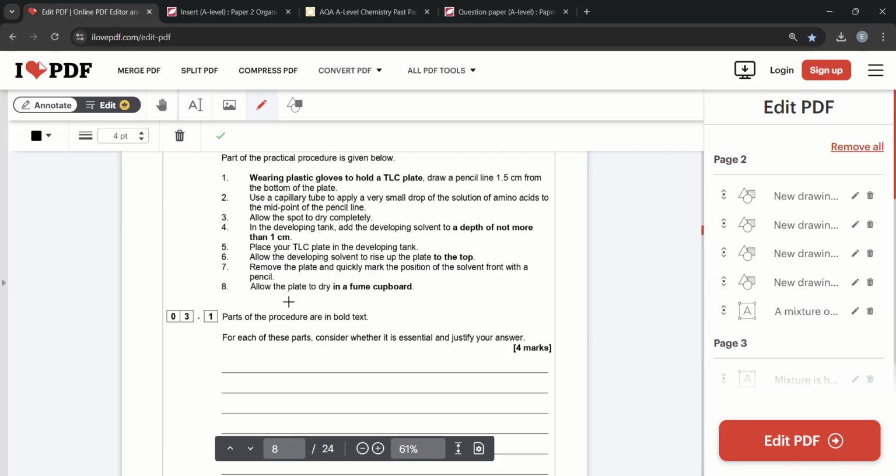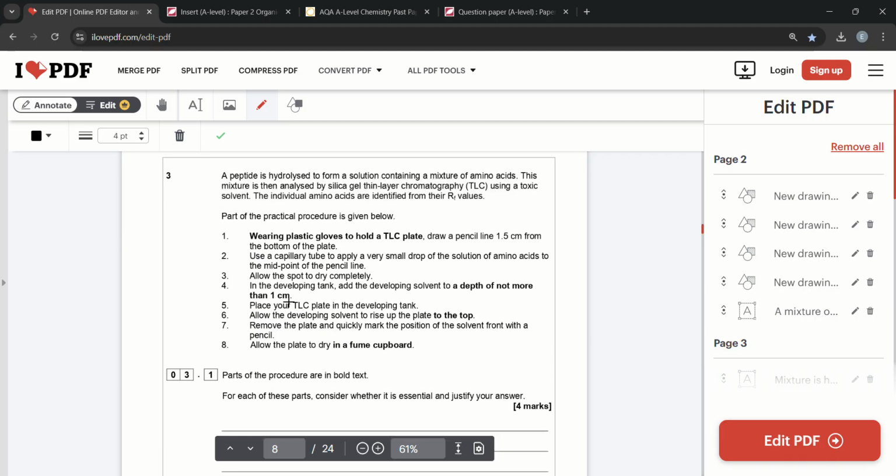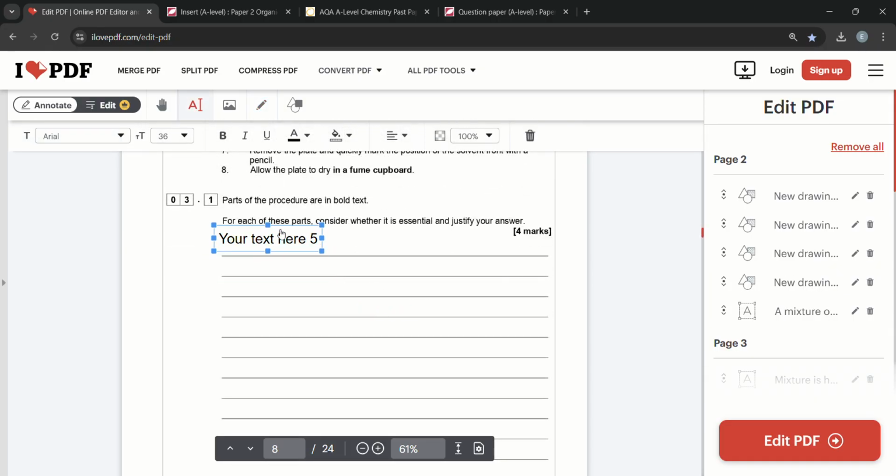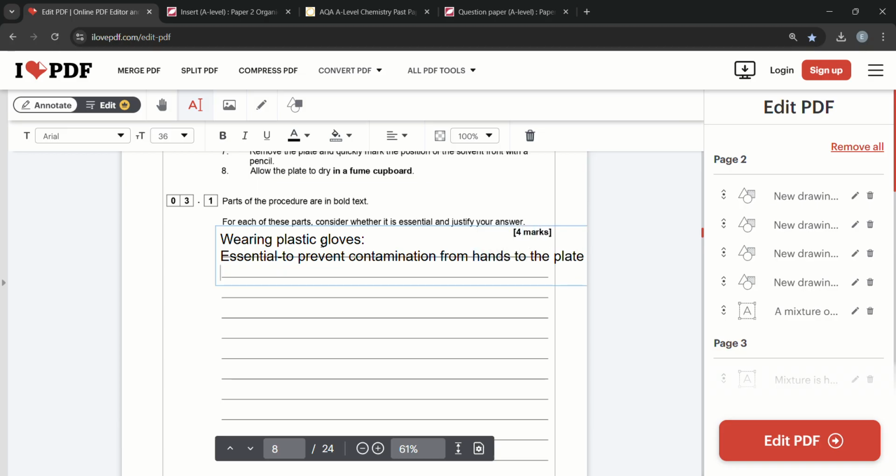Question 3. Consider whether it is essential and justify the answer. Wearing plastic gloves to hold the TLC plate. So this is obviously chromatography, TLC, thin layer chromatography. Okay, so the first thing, 4 marks. Wearing plastic gloves. Is it essential? It is essential to prevent contamination from hands to the plate.